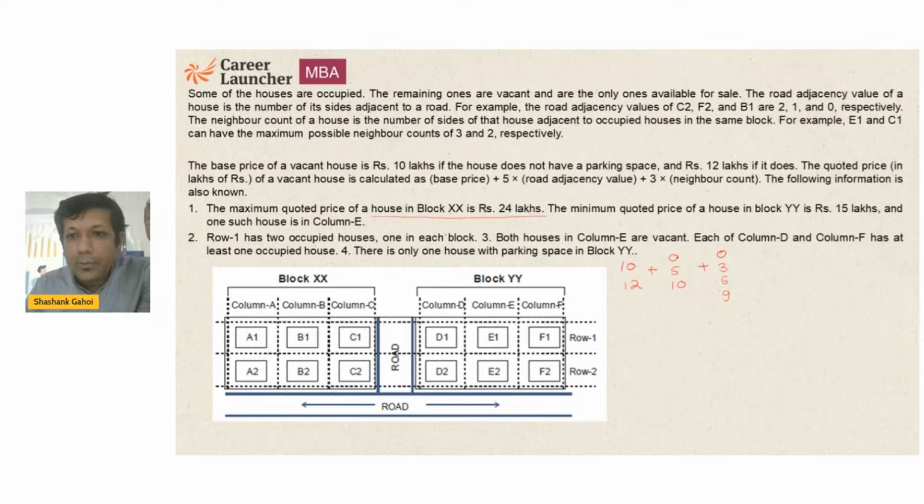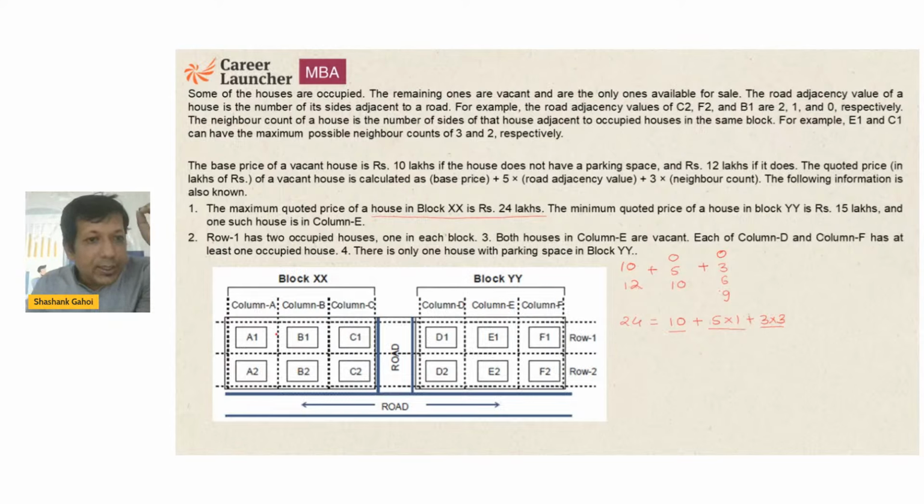Okay. 12 plus 0 plus 9 is 21. 12 plus 5 plus any of the numbers is not giving us 24. 12 plus 10 is 22. 22 plus any of the numbers is not giving 24. So 24 can be made only by one arrangement, that is 10 plus 5 into 1 plus 3 into 3. It means neighbor count is 3, road adjacency value is 1, and base price is 10.